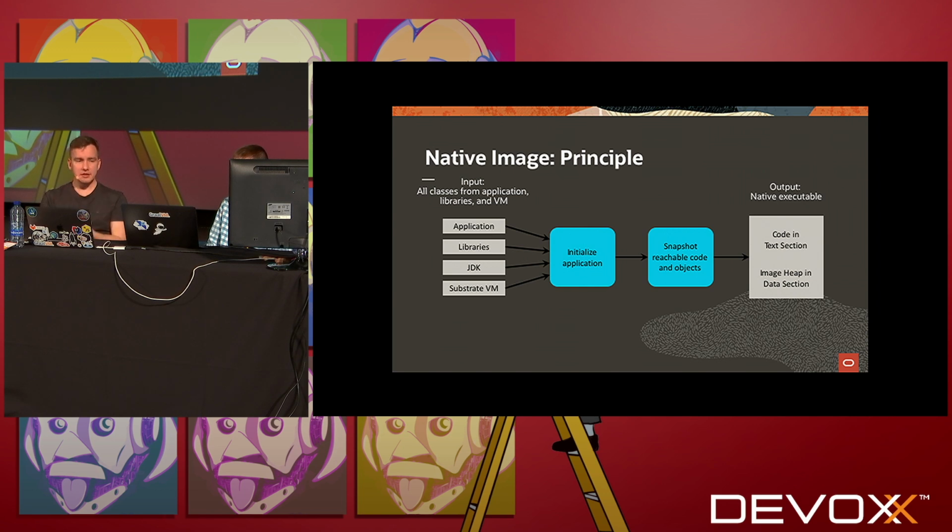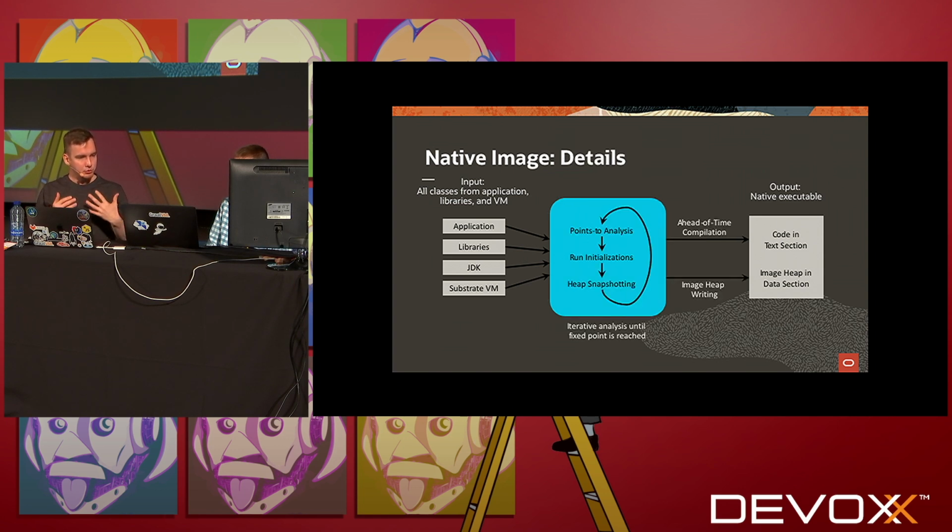While this is happening, the native image also pre-initializes some data structures and some parts of your application. It can do more or less of that, and we'll see that in a bit. But what is important is that your code and some of the data of your application end up in this binary on the right.